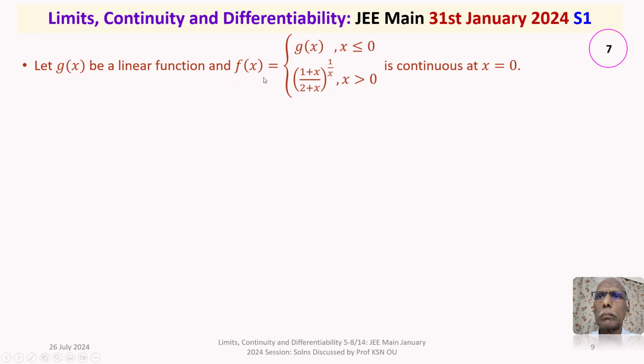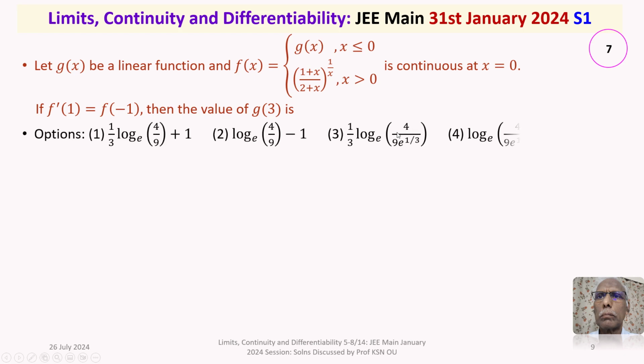It is given that f of x is continuous at x is equal to 0, and if f prime 1 is equal to f of minus 1, then we are required to find the value of g of 3. You are given f prime 1 is equal to f of minus 1 and required to find the value of g of 3. Let's now discuss the solution of the problem in detail. We are given 4 options here.